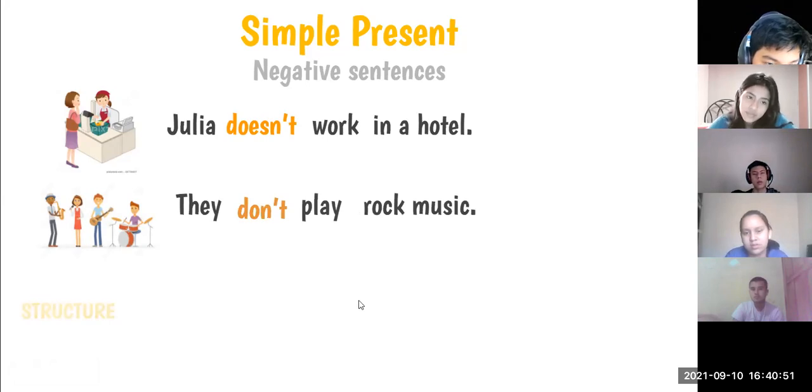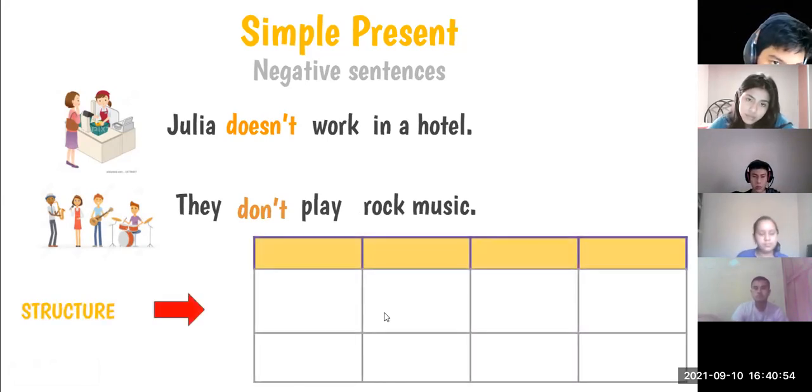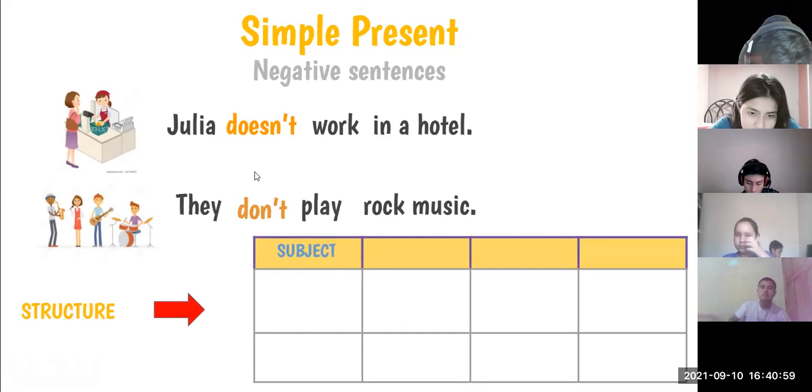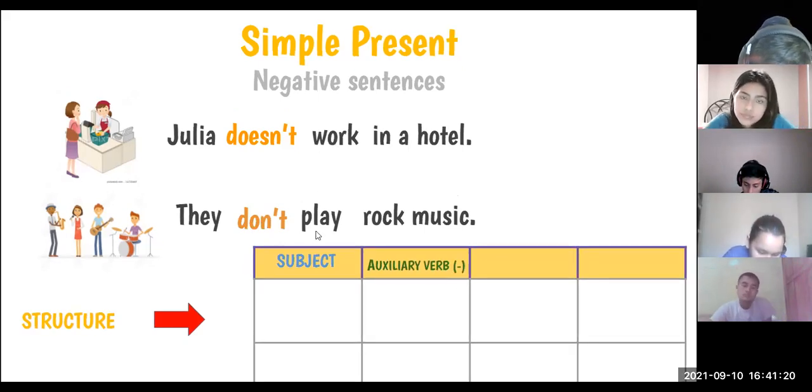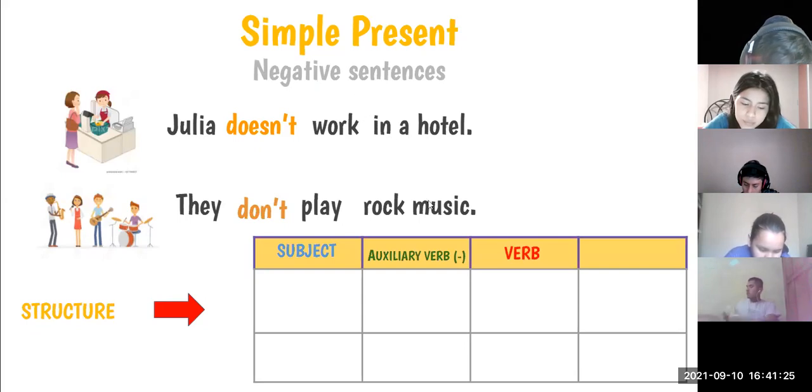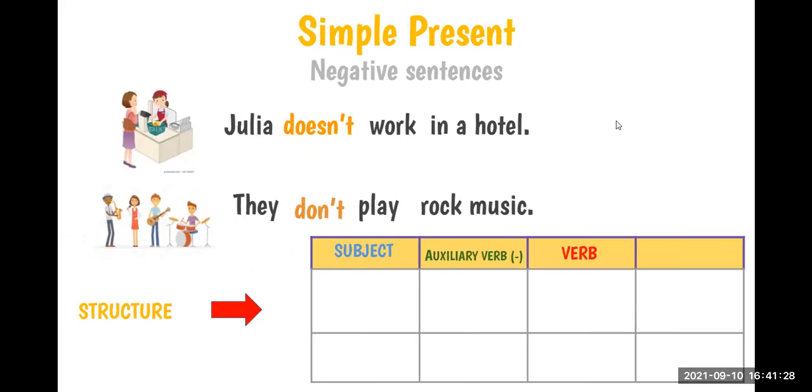Okay, very good. So let's check the structure for negative sentences. First, we have the subject. And after the subject, we need the negative auxiliary verb, doesn't, don't. And after the auxiliary verb, we need a verb. And then the complement. Very good.